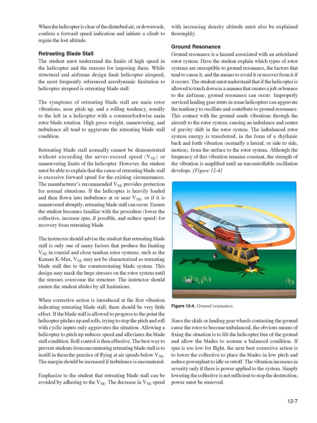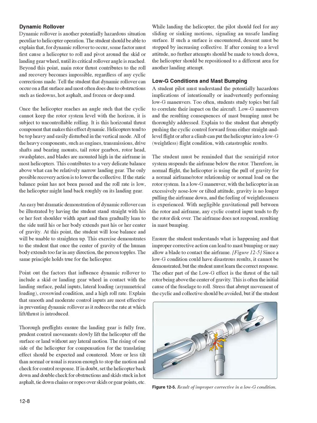Figure 12.4. Since the skids or landing gear wheels contacting the ground cause the rotor to become unbalanced, the obvious means of fixing the situation is to lift the helicopter free of the ground and allow the blades to assume a balanced condition. If RPM is too low for flight, the next best corrective action is to lower the collective to place the blades in low pitch and reduce the power plant to idle or cutoff. The vibration increases in severity only if there is power applied to the system. Simply lowering the collective is not sufficient to stop the destruction. Power must be removed.